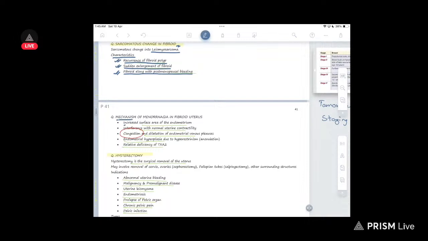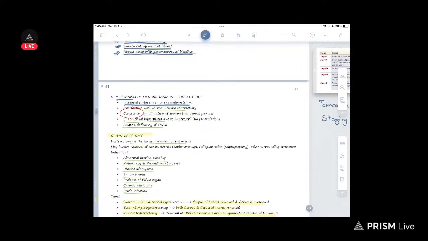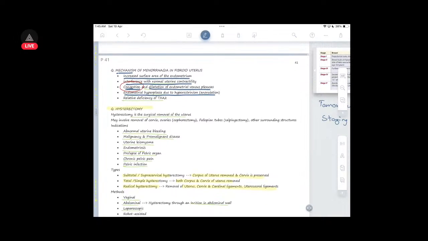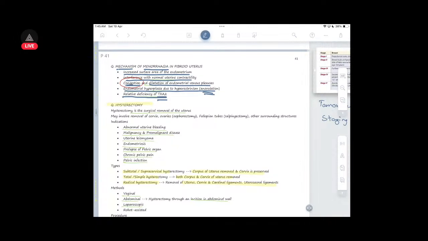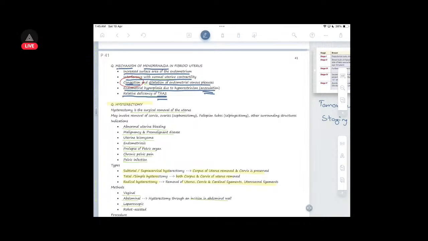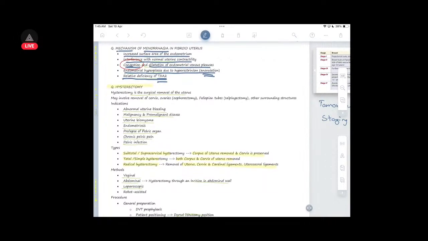Mechanism is increased surface area of the endometrium. Interference with normal uterine contractility may be there. Congestion and dilatation of endometrial venous plexus. Endometrial hypoplasia due to hyperestrogenism and anovulation, and relative deficiency of thromboxane A2 are all involved mechanisms of menorrhagia in fibroid uterus. Increased surface area, abnormal uterine contractility, congestion, endometrial hypoplasia due to hyperestrogenism, anovulation, and relative deficiency of thromboxane A2.